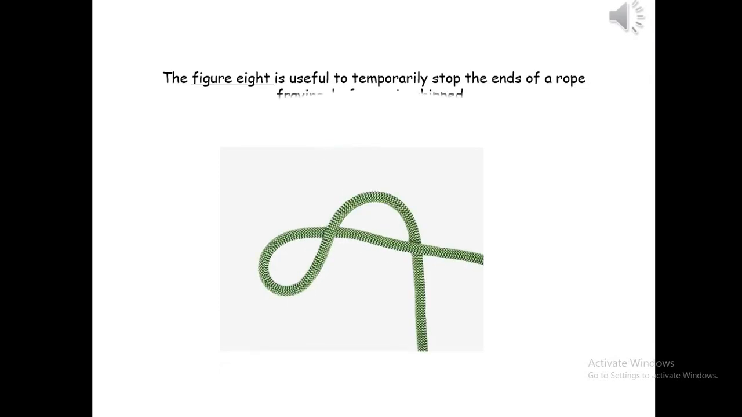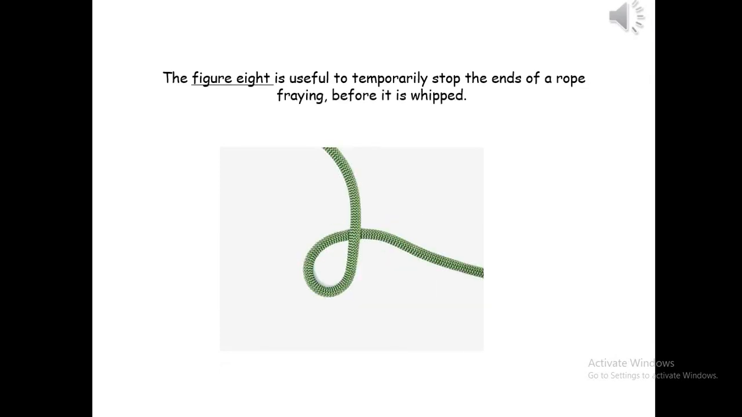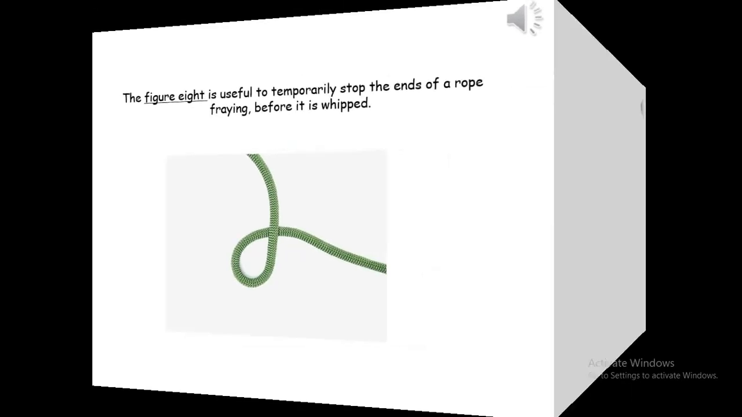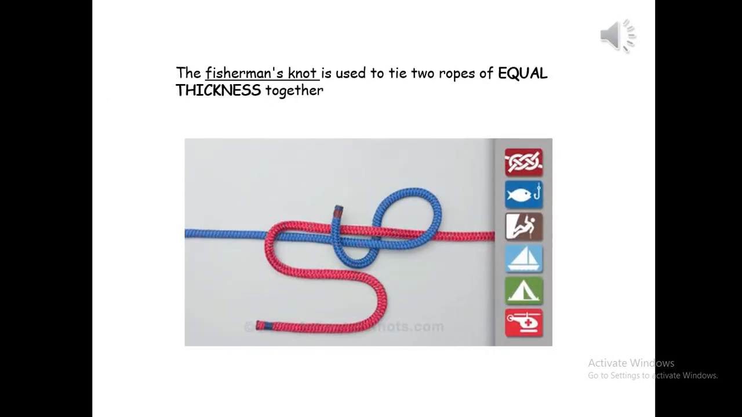The figure 8 is useful to temporarily stop the ends of a rope fraying, before it is whipped. The fisherman's knot is used to tie two ropes of equal thickness together.